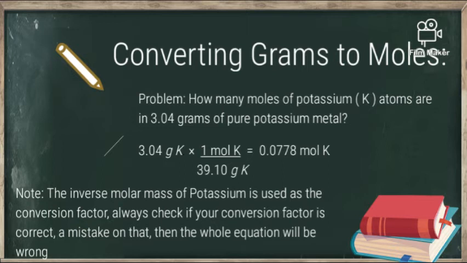So we have the 3.04 grams of potassium times the inverse molar mass, which is 1 mole of potassium over 39.10 grams of potassium, is equal to 0.0778 moles of potassium. The grams of potassium cancel each other, and then you just have to divide 3.04 by 39.10, and then you have the answer. The unit is moles of potassium.